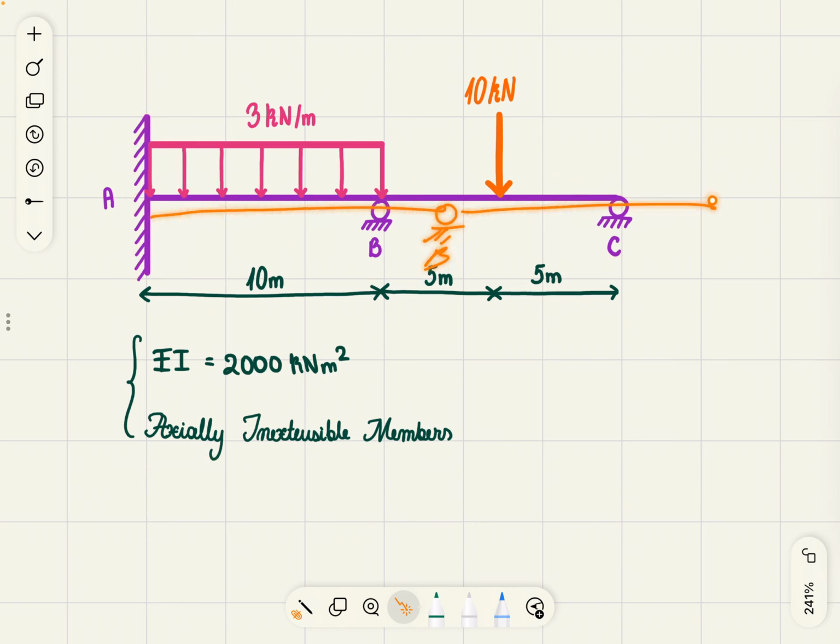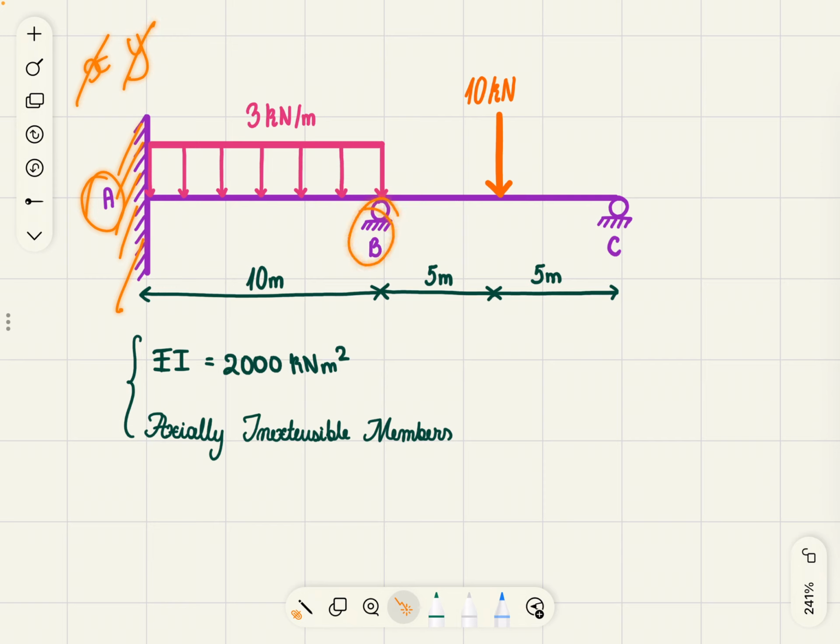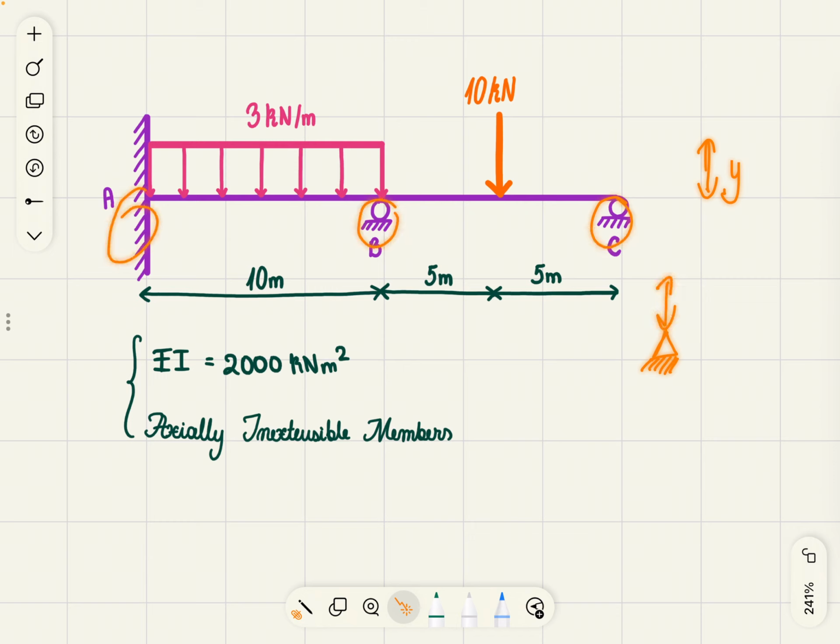Next up, translations in the y direction. Once again, here you have a fixed support. Fixed supports do not permit any translations in the x or y direction. They are fixed. At B and C we have rollers. So once again, no, that's not the point of a roller, to permit vertical displacements. It would be the role of a pin.